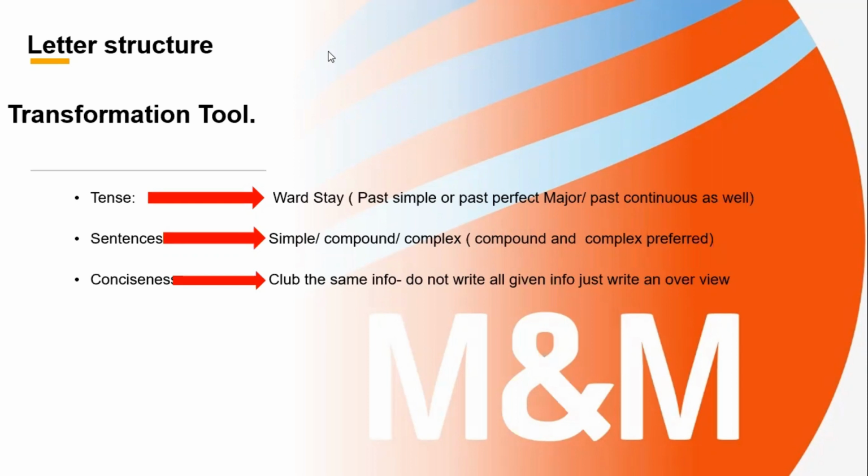We can also see that here we can incorporate sentences which include simple, compound, and complex sentences to have variety. However, in summarizing the case notes while writing a ward history, we will prefer to use compound or complex sentences, right? Anyhow, now conciseness means to club the same information and not write all the given information. You just have to select which information is relevant and which is not relevant, right? Anyhow, so moving on to the next slide.